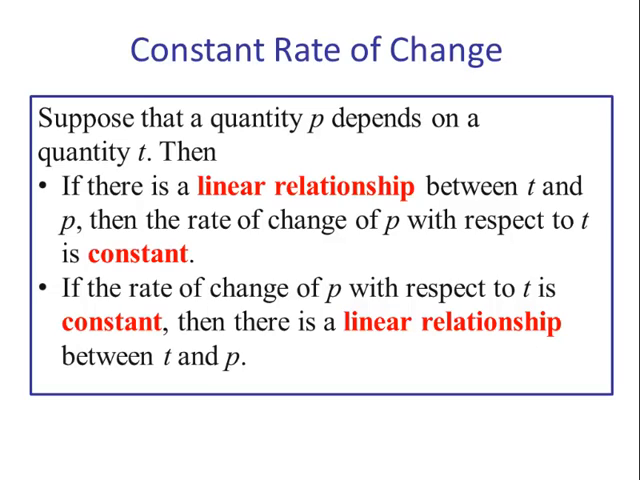Constant rate of change. Suppose that a quantity p depends upon a quantity t. Then if there is a linear relationship between t and p, then the rate of change of p with respect to t is constant. That means it stays the same. If the rate of change of p with respect to t is constant, then there is a linear relationship between t and p. So the slope is the rate of change, and it stays the same for a linear relationship.